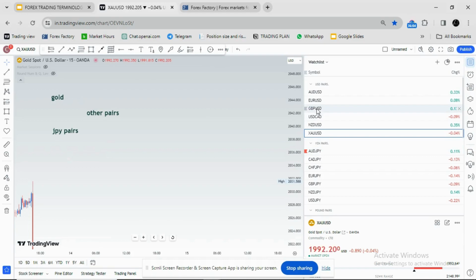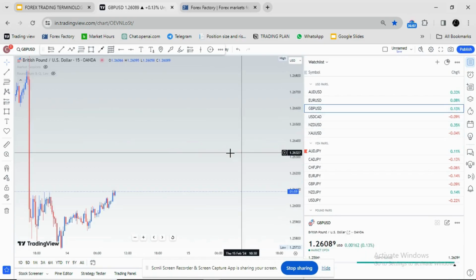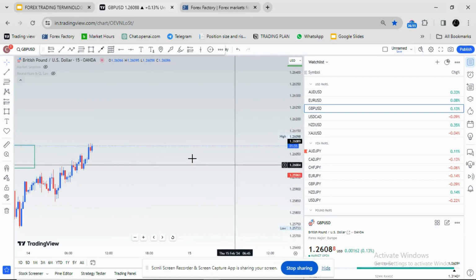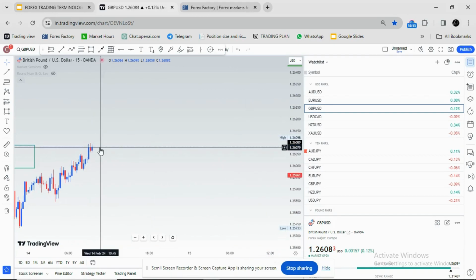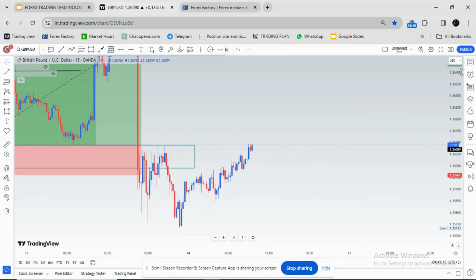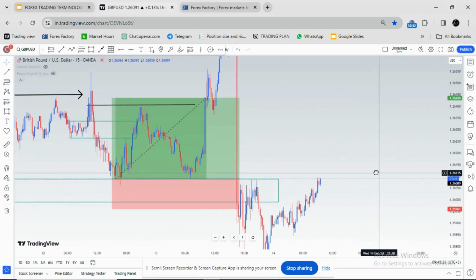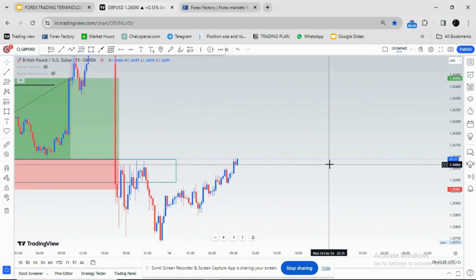Other pairs, like GBP USD, is another pair. You see the price of GBP USD right now is 1.26089, and this is where you see the price. By that USD, that means you need 1.26089 US dollars to buy 1 British pound.